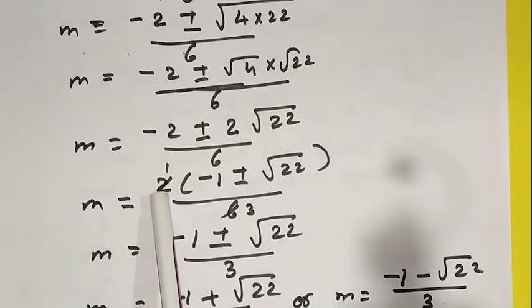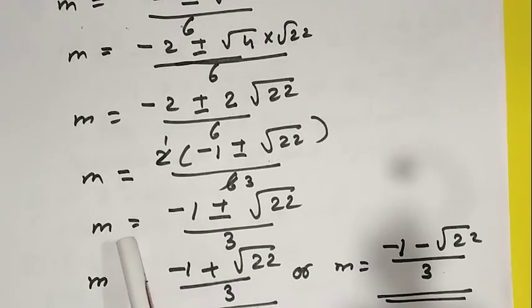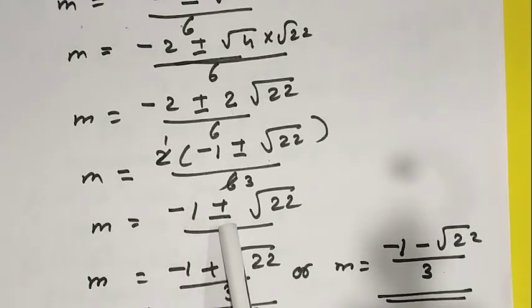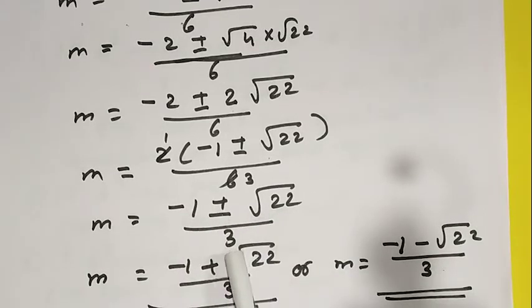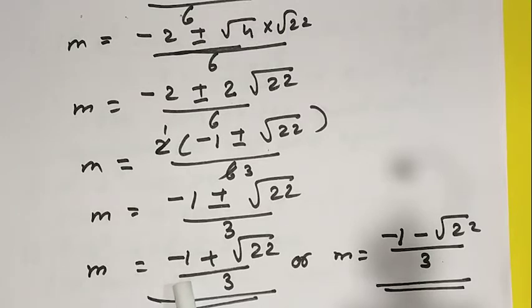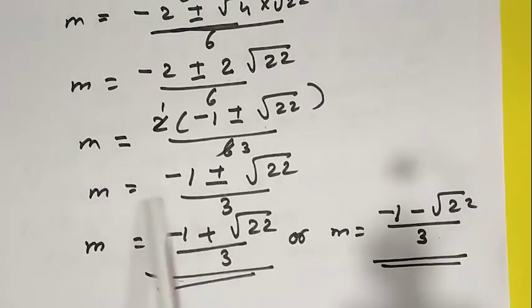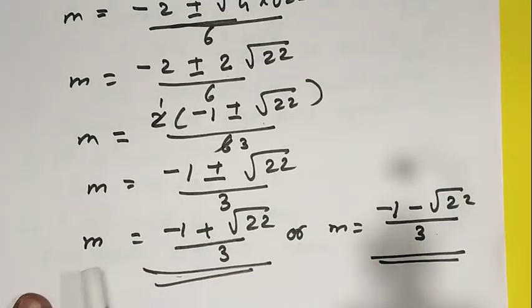Now there is 2 multiplied outside. Therefore this 2 and this 6 can be cancelled. 2 ones are 2, 2 threes are 6. Therefore, m is equal to minus 1 plus or minus square root of 22 upon 3. Therefore, m is equal to minus 1 plus root of 22 upon 3, or m is equal to minus 1 minus root of 22 upon 3. We cannot leave this answer this way. You have to separate and write. Therefore, the solutions are m is equal to minus 1 plus root of 22 upon 3, or m is equal to minus 1 minus root of 22 upon 3.